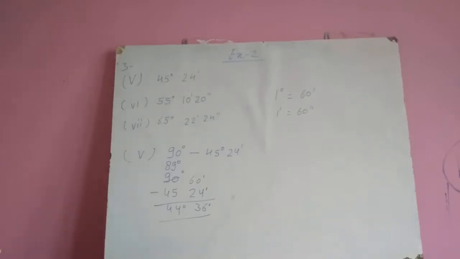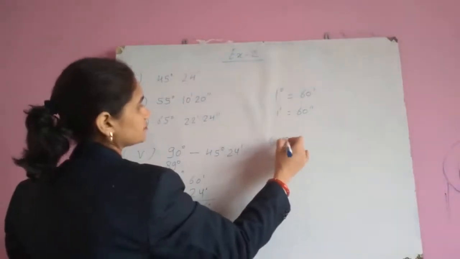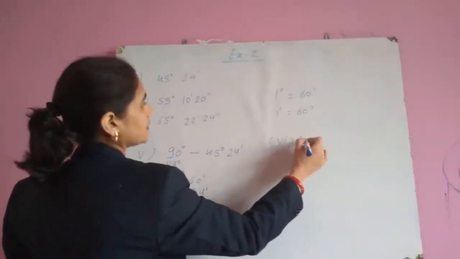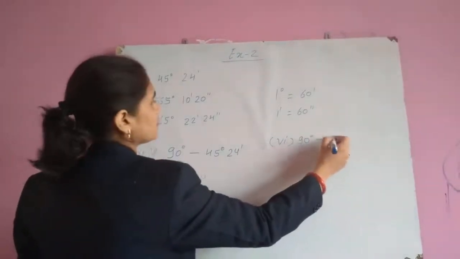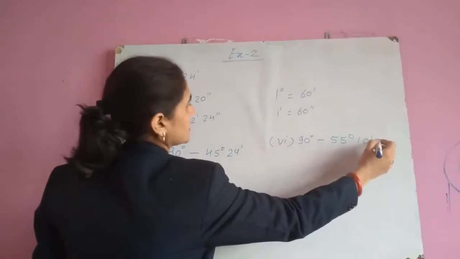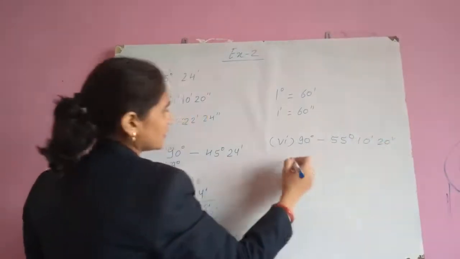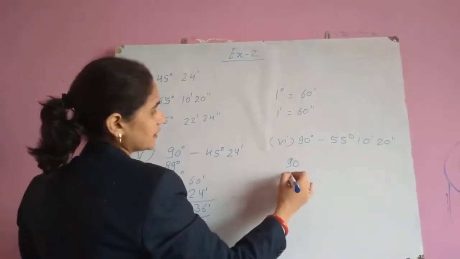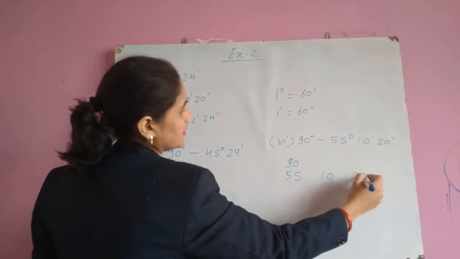Next is your 6th part. 90 degree minus 55 degree 10 minutes, sorry, 20 seconds. Here we will write 90 as 45, 10 and 20 seconds.